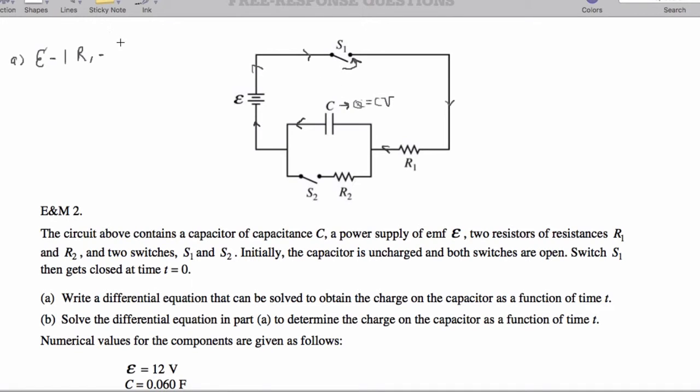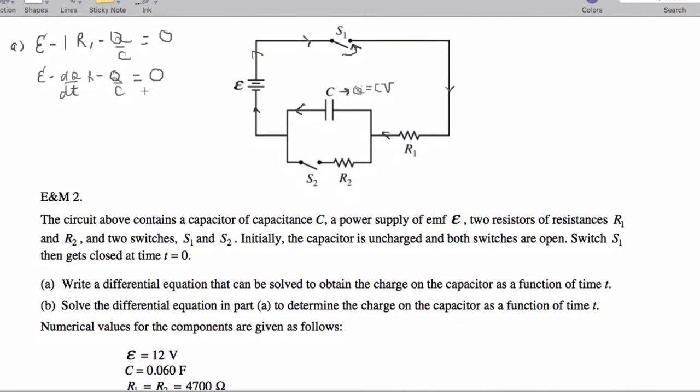So that means here, the voltage across the capacitor is going to be Q over C, and this adds to 0. So to actually solve, we have EMF minus dQ/dt R minus Q over C equals 0. All right. So it says write a differential equation.